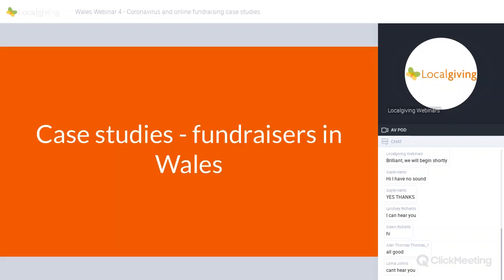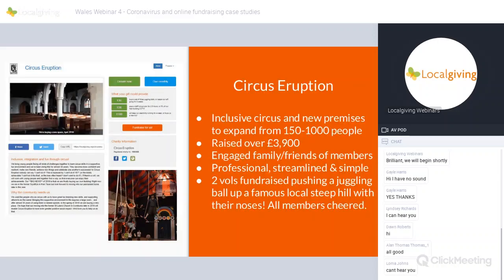And then I want to look at fundraisers and how organisations in Wales have really made fundraisers work for them to build their income online. So the first organisation I want to look at is Circus Eruption. This is an inclusive circus group, and they've recently secured their first premises. So they've taken over a derelict church that they're very much still keeping for community use, but they're able to revamp some of the space for their circus work as well.